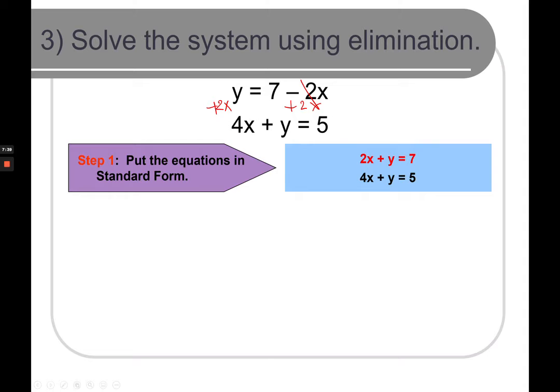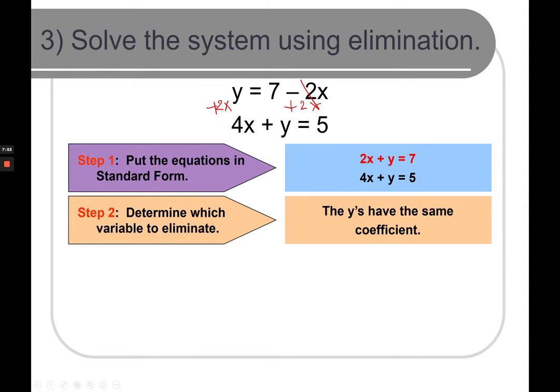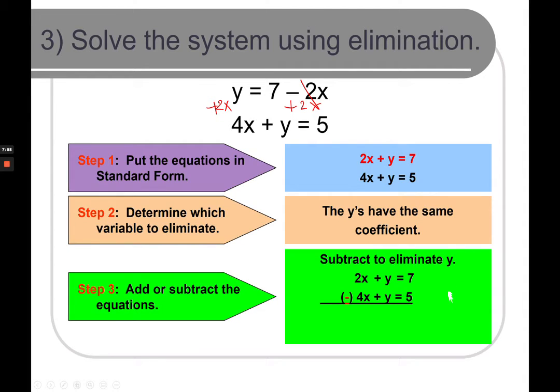Now we can perform your elimination. Do we add or subtract to eliminate a variable? If we add, we can't eliminate any. Actually, we will do subtraction. The y's will be eliminated after subtraction. So 2 minus 4 is going to be negative 2x, y minus y is 0, 7 minus 5 is 2. So negative 2x is equal to 2. Divide by negative 2, divide by negative 2, you have negative 1. That's your x value.